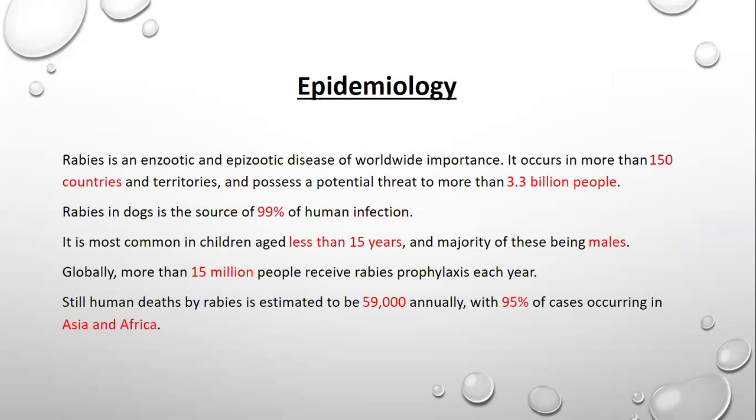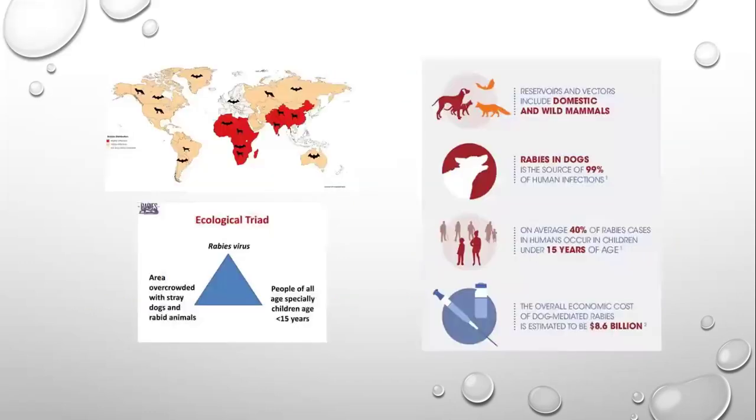Epidemiology. Rabies is an enzootic and epizootic disease of worldwide importance. It occurs in more than 150 countries and territories and poses a potential threat to more than 3.3 billion people. Rabies in dogs is the source of 99% of human infection. It is most common in children aged less than 15 years, the majority of these being males. Globally, more than 15 million people receive rabies prophylaxis each year. Still, human deaths by rabies are estimated to be 59,000 annually, with 95% of cases occurring in Asia and Africa.